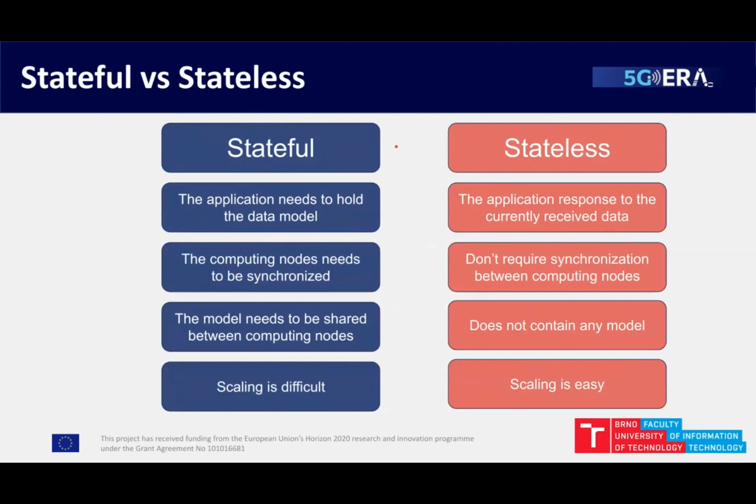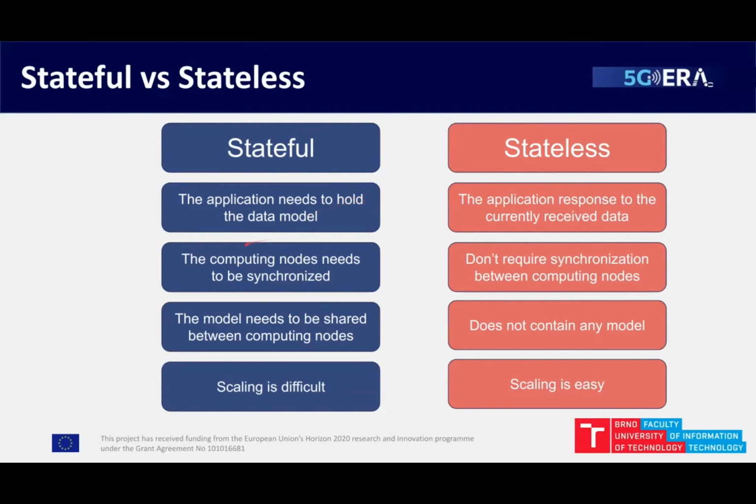As I said before in this presentation, there are two types of services which could be provided by the network application, and these services could either be stateful or stateless. The difference between these two is that the stateful service needs to hold the data model, which is based on the previously received data. The model could be as simple as just a collection of the previously received images, or it can be some proper data model based on the received data. In the stateless variant, the application only responds to the currently received data, so it does not hold any old data or any model based on the old data.